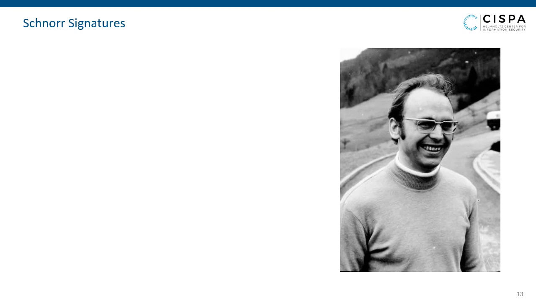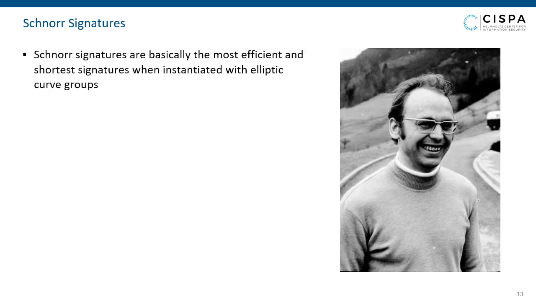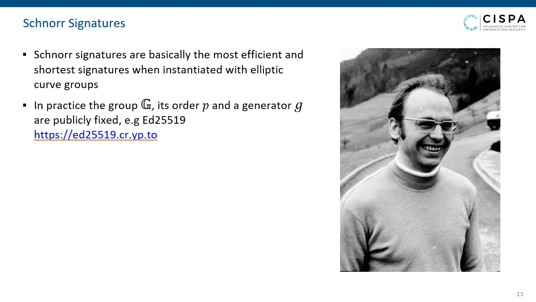So here's a picture of Klaus-Peter Schnorr. His signatures are basically the most efficient and shortest signatures when we instantiate them with elliptic curve groups. In practice, this elliptic curve group G, its order P and the generator G are publicly fixed.